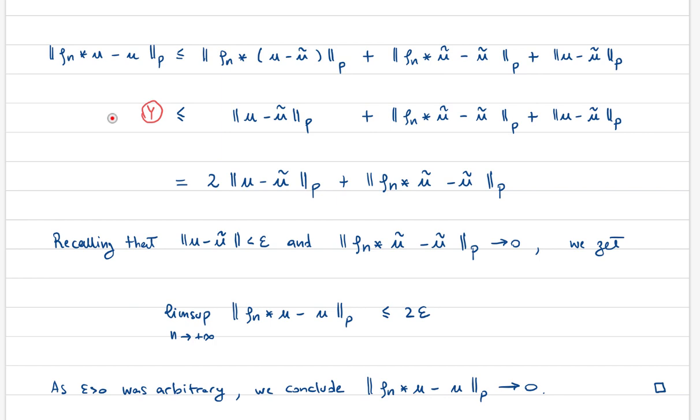So in total, if we take the lim sup of this quantity, so lim sup of rho n convolved with u minus u, then this is less or equal than the lim sup of this quantity here, which is equal to the limit of this quantity because this is a convergent sequence, and we know that this is going to 0. So in the end, the lim sup of the quantity of interest is less or equal than 2 epsilon, and also epsilon was arbitrary, and here there is nothing depending on epsilon, so we can just choose epsilon equals to 0 basically.